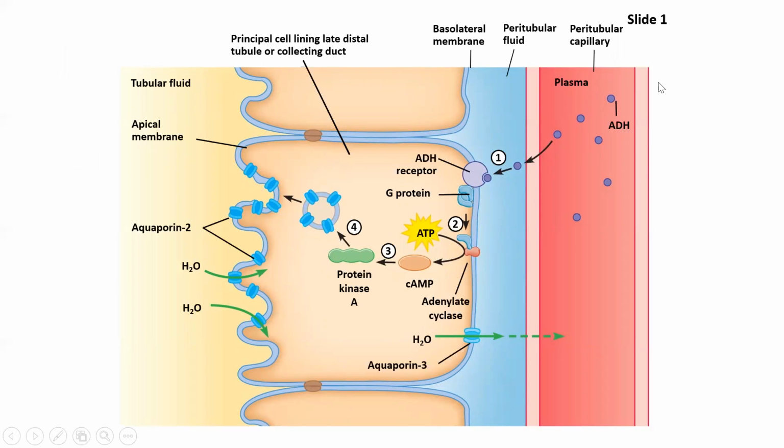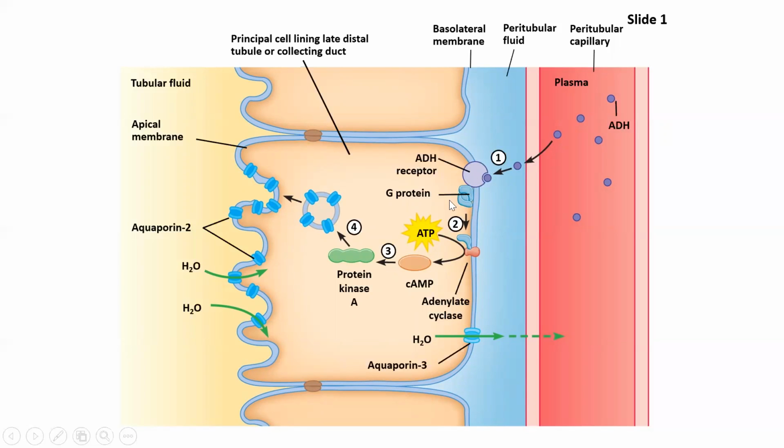Remember, ADH is coming from the posterior pituitary. We'll talk about some of the stimuli for ADH release in a minute, but once it's floating around in the blood, circulating in the plasma, it's going to make its way to the kidneys where it has its effect. It's going to bind to the basolateral surface of the principal cells. Remember, I talked about the distal tubule and collecting duct having some uniquely named cells. The principal cells were one of them. ADH binds to a receptor on this cell.